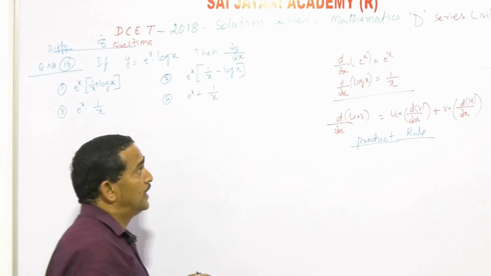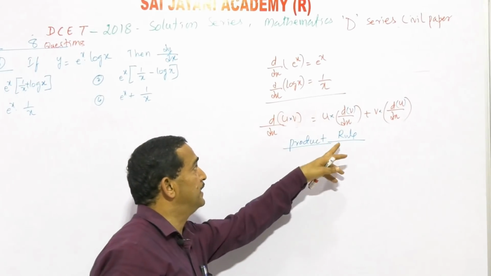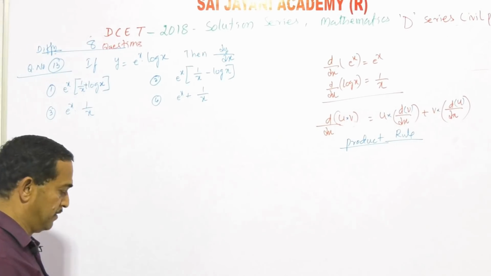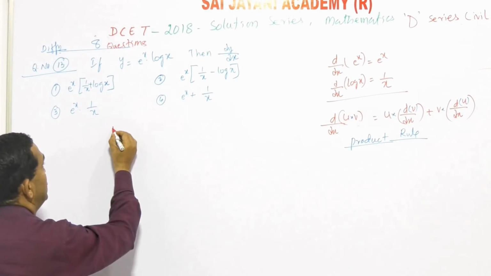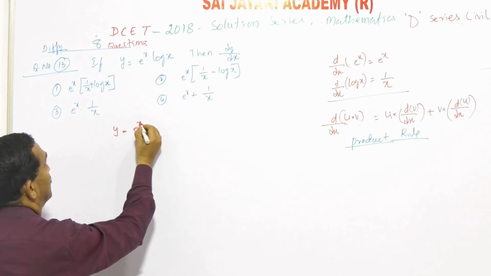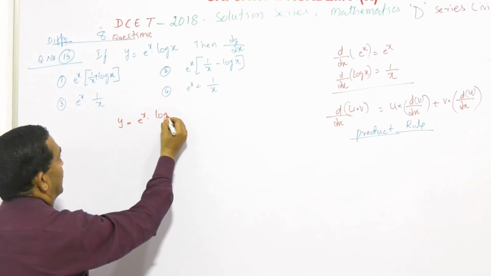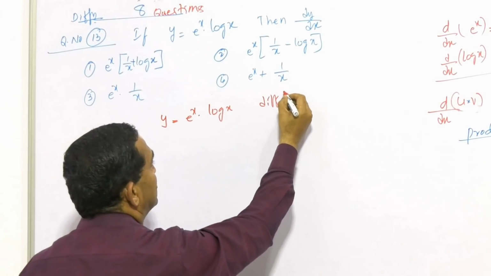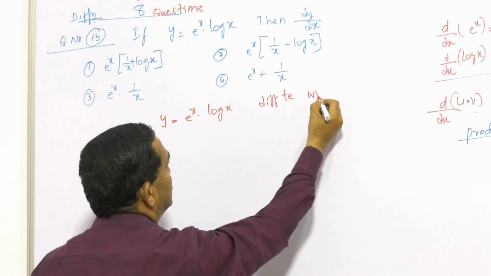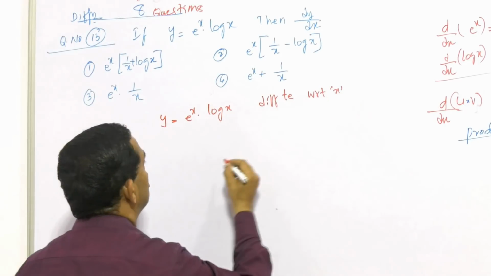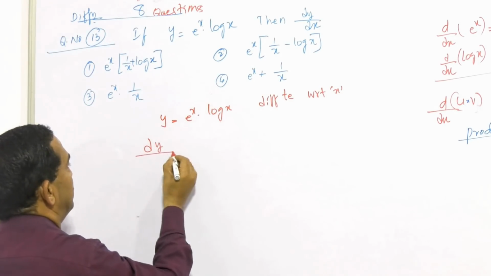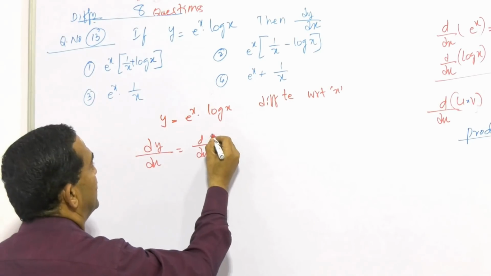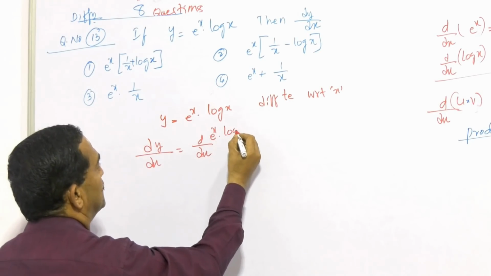Right? So after understanding this formula and this product rule, we can solve this problem. What he has given is y is equal to e to the power of x into log x. I have to differentiate this with respect to x. So dy by dx is equal to d by dx of e to the power of x into log x.